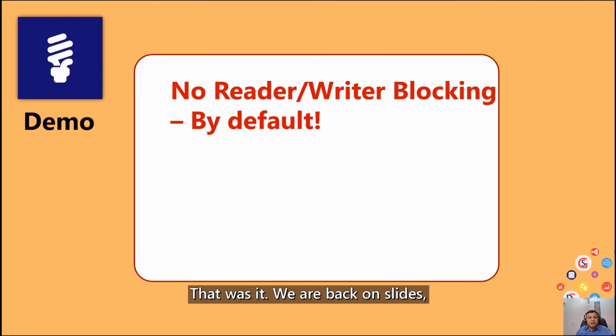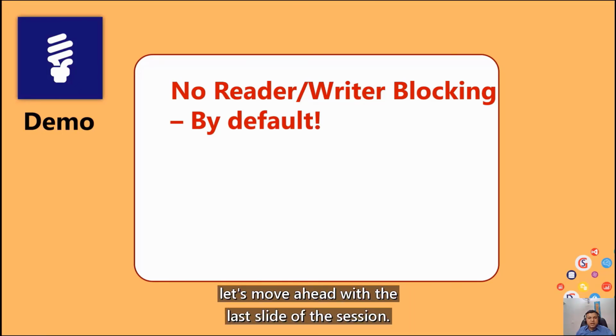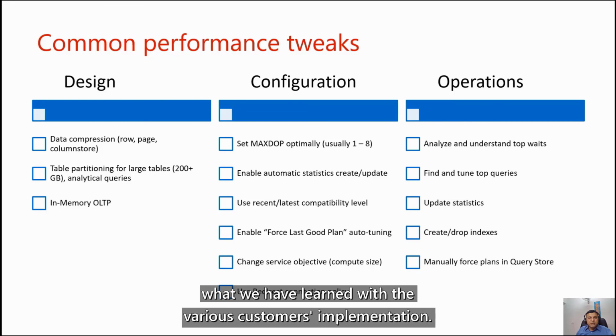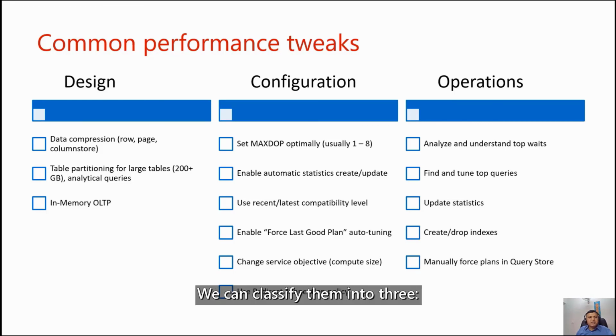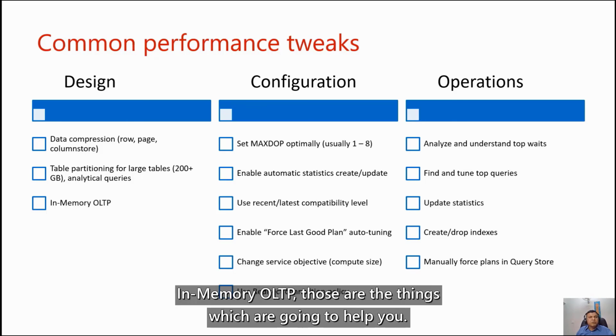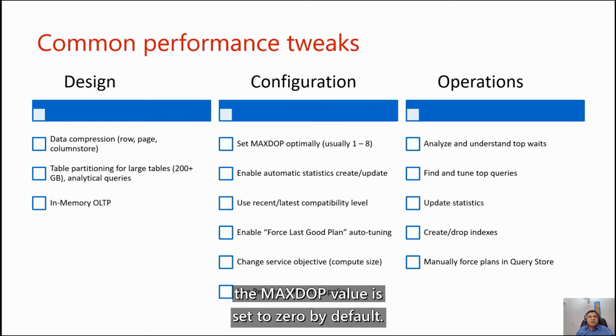All right, we are back on slide. And with this demonstration, let's move ahead with the last slide of the session. These are the common performance tweaks we have learned from various customer implementations. We can classify them into 3: design, config, and operations. In terms of design, as Dimitri said earlier, compression, table partitioning, and in-memory OLTP are the things which are going to help you.